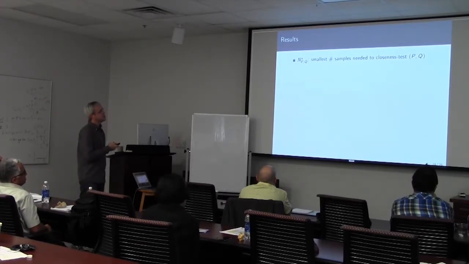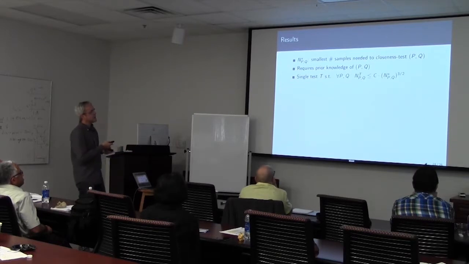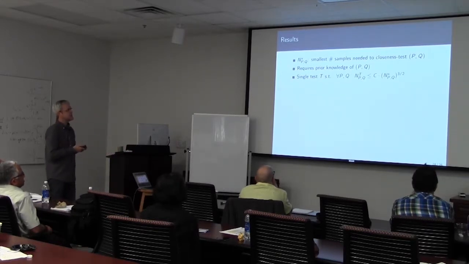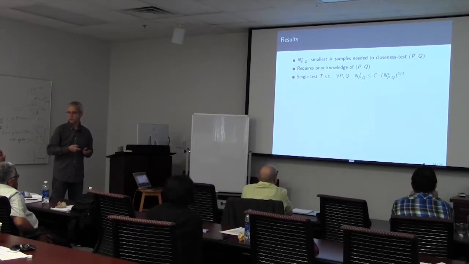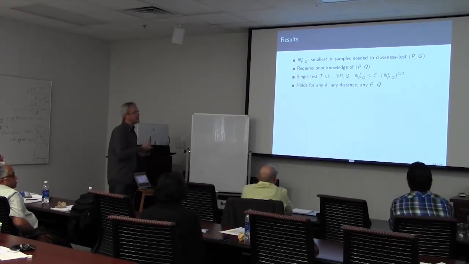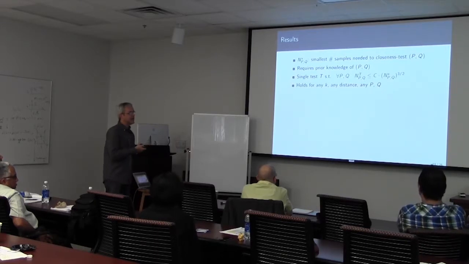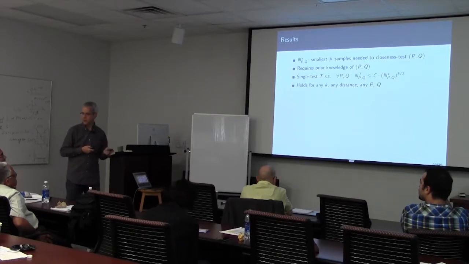So let n star be the smallest number of samples that you need to do a closeness test for P and Q, and to achieve it requires prior knowledge of P and Q, and this is by a canonical algorithm. So what we have is a single test T, such that for every P and Q it requires at most some constant times the best you can do, raised to the 3/2, to the 1.5. Okay. And this holds for any k, any distance, the distance won't matter even, any P and Q. So any P and Q over anything you give us, this will always be the case.